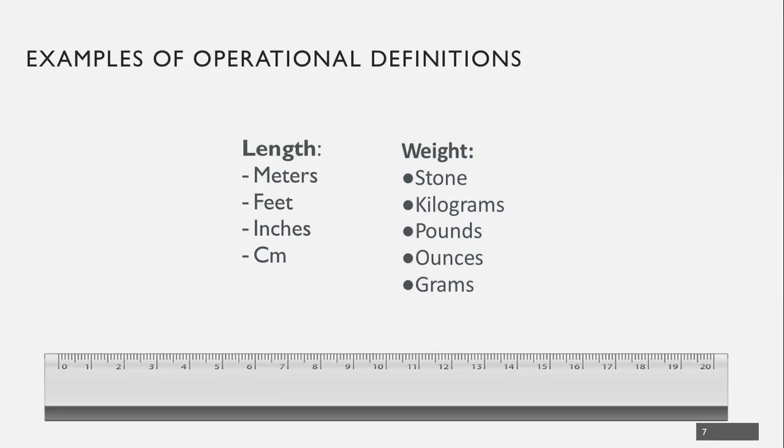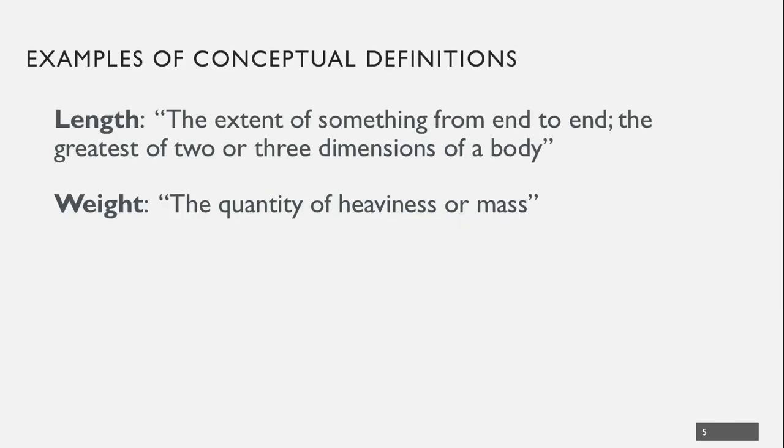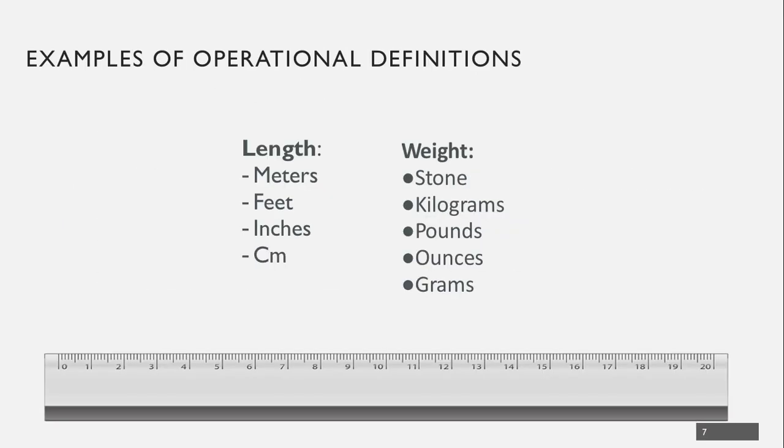So here are some examples of operational definitions. Remember, we were talking about length and weight, the conceptual definitions. Well, here are some operational definitions. Meters, feet, inches, centimeters. Those are all operational definitions of length. Notice how different they are from this definition: the extent of something from end to end, the greatest of 2 or 3 dimensions of a body. That's like something out of a dictionary. Whereas these meters, feet, inches, centimeters, these are things that you could actually use to measure in a study.